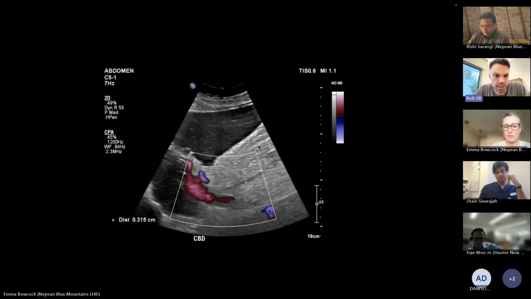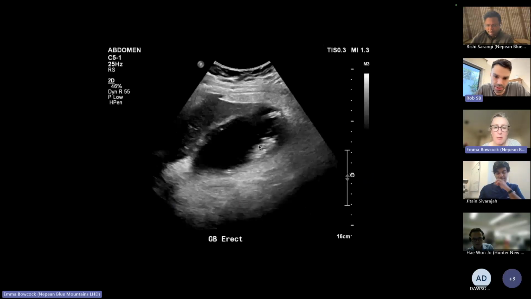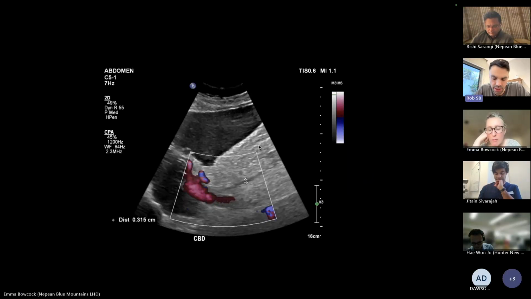Right, so this is the same patient, is it? Yep. So we're looking at the common bile duct, and we're measuring it, and it's 0.31 centimeters. Now, the patient's 50. Well, how old was she? 54? 52. So I think that's within the normal limit. From memory, I think you're allowed 4 millimeters up to the age of 40, and then 1 extra millimeter per decade. So that would be within the normal range.